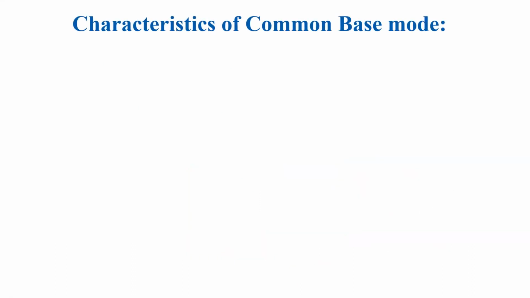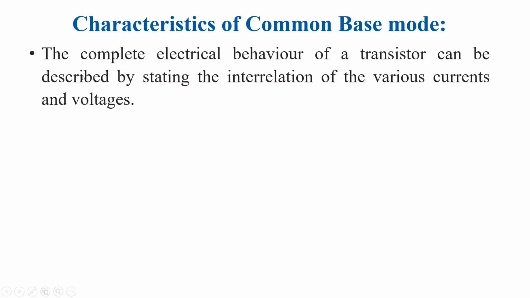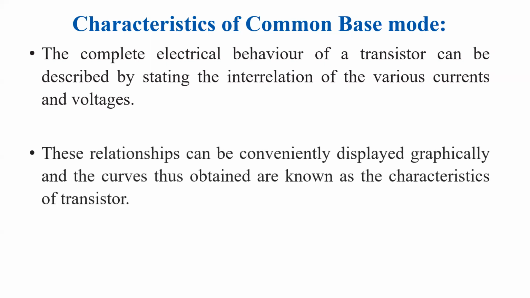So let us discuss the characteristics of the common base mode connection of the transistor. The complete electrical behavior of a transistor can be described by the interrelation between the input parameters and output parameters. They are called input current, input voltage, and output current, output voltage. The relationship between them can be studied by drawing the graph between them, and they are also called VI characteristics, that is, voltage current characteristics.